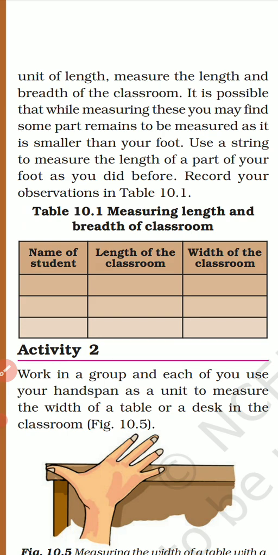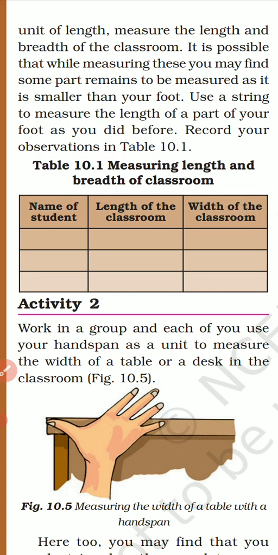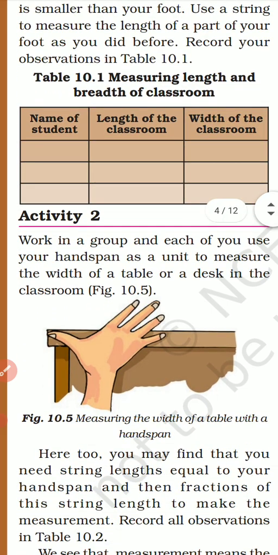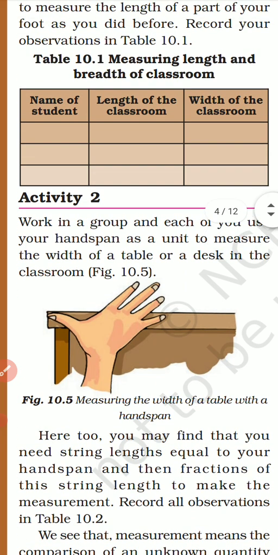Use a string to measure the length of a part of your foot as you did before. Record your observation. Whatever is the length of your foot, you take the measurement with the string. Name of the student, length of the room and width of the room. Here we are doing the room, not the class.